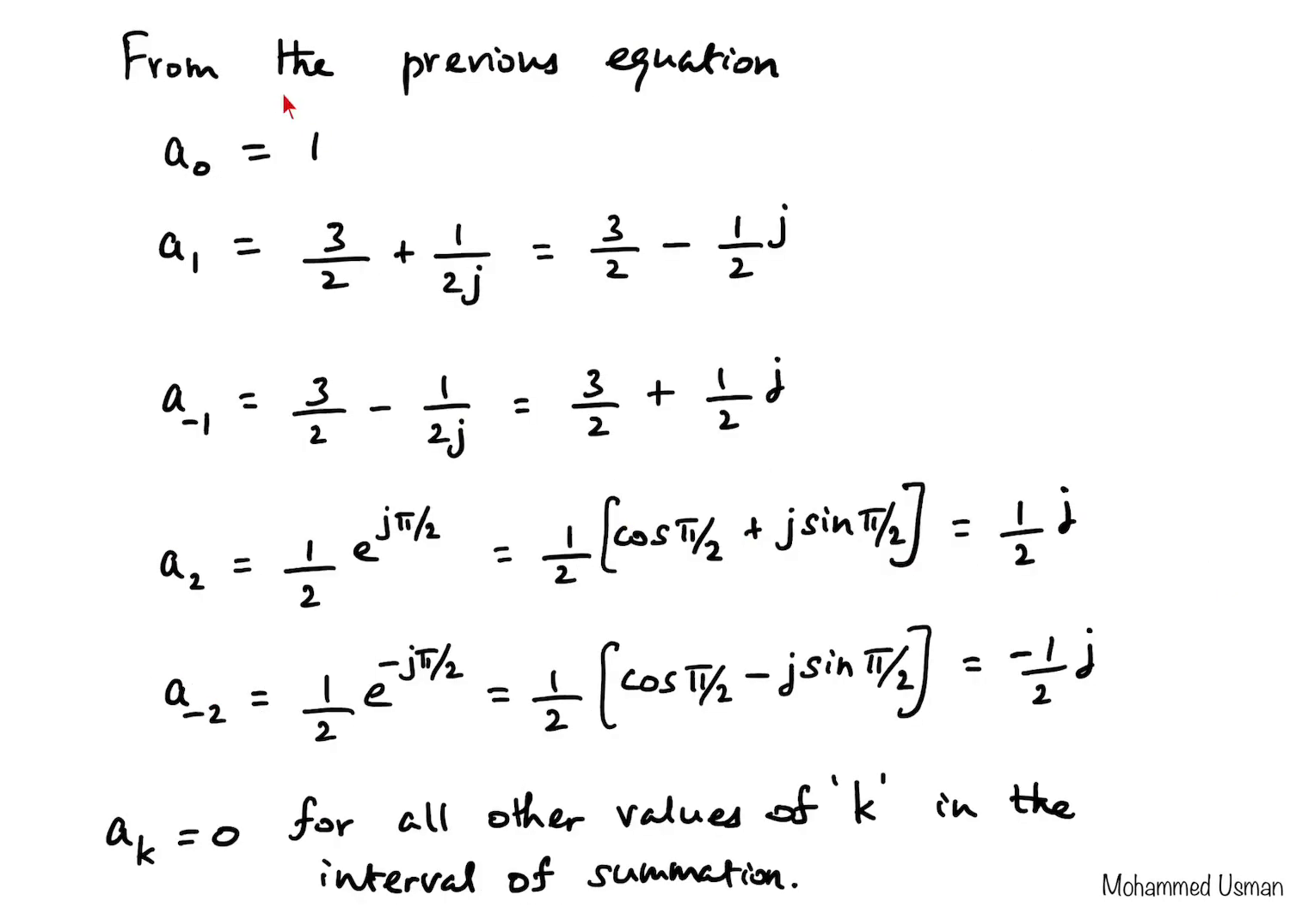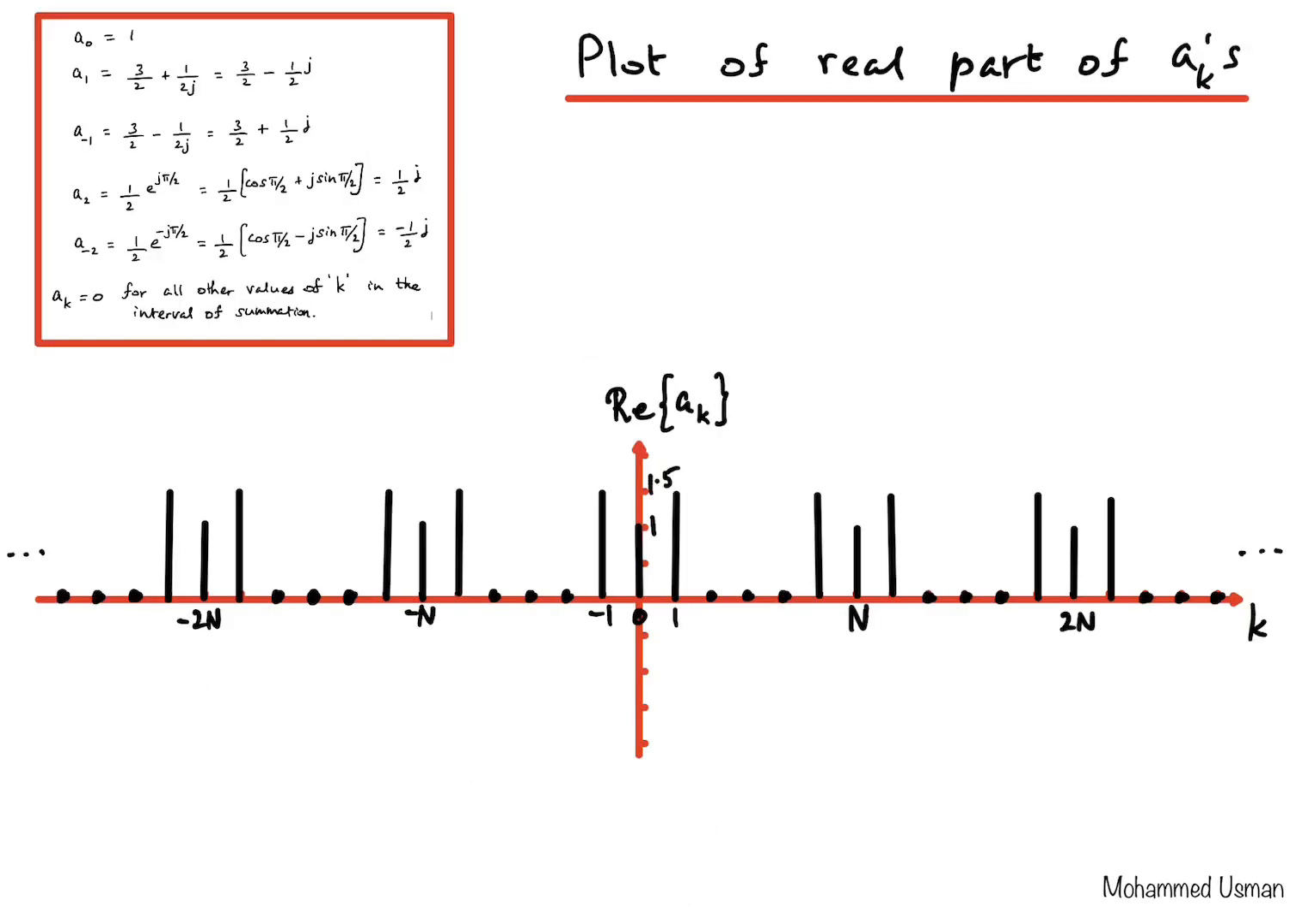Now, since we have these Fourier coefficients which are complex numbers, we will plot different aspects of them. We'll plot only the real part of these Fourier coefficients. We'll plot only the imaginary part and see what it is like. Then we'll plot the magnitude of each of these Fourier coefficients, and then we'll also plot the phase of these coefficients and observe how they behave. So let us see the plots of each of them.